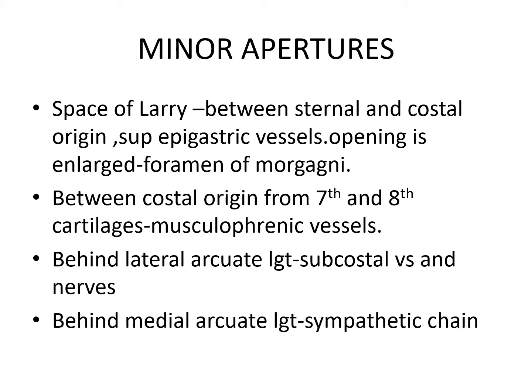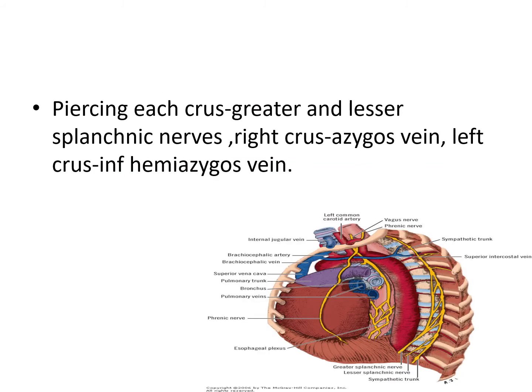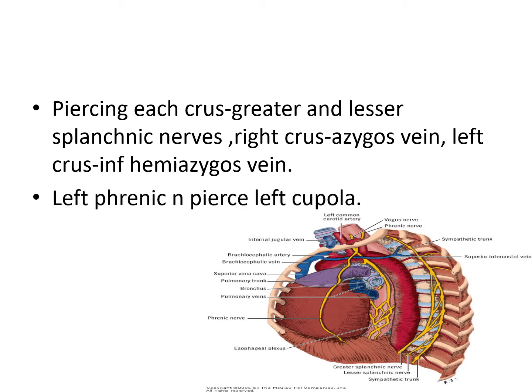Then behind the medial arcuate ligament, we have the sympathetic chain. Then piercing each crus, there are the greater splanchnic nerve and lesser splanchnic nerves. And the right crus is pierced by the azygos vein, and the left crus is pierced by the inferior hemiazygos vein. Then the left phrenic nerve also pierces the left cupola.